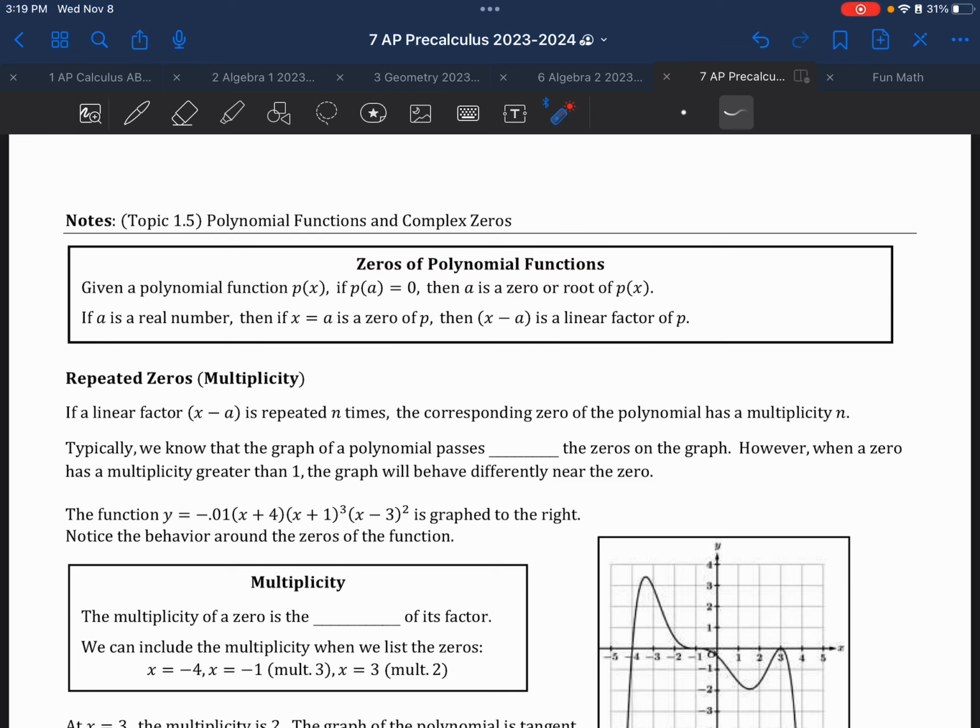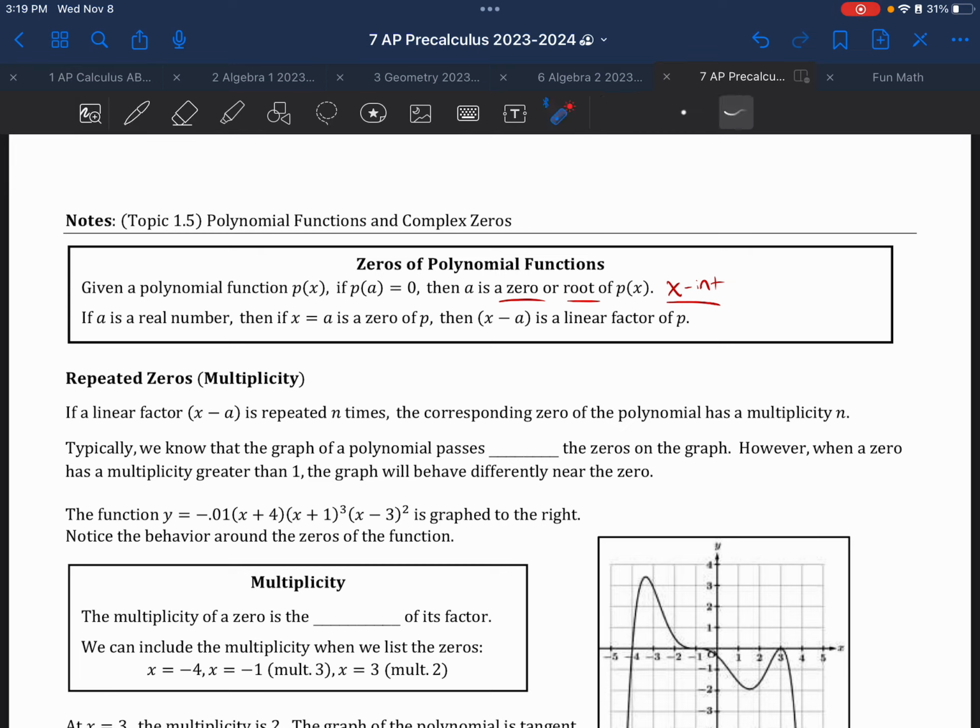So we've got a definition of zeros of a polynomial. Given a polynomial function, p of x, if we plug in a and get 0, then a is known as a zero, or it's also called a root of p of x, and that is also known as an x-intercept. So all of these are kind of synonymous. A zero, a root, an x-intercept, they all kind of mean the same thing.